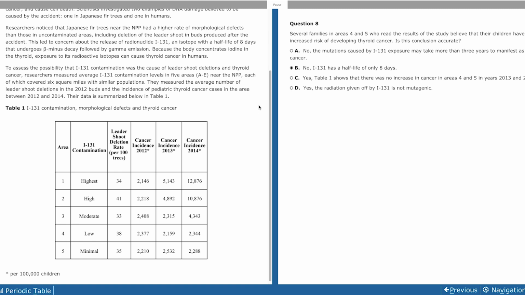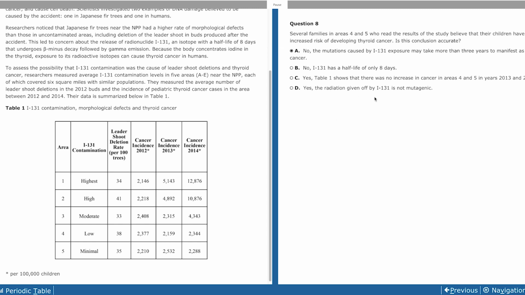And so I think the easy thing to jump to is just to say yes, right? It must be true because the table says from 2012 to 2014 there's no increased risk. But I think that's too easy to jump at. And what if we tested in 2015 and now all of a sudden there's a huge spike in these cancers and it just took longer to manifest? And so I would probably say the answer here is A, no, the mutations caused by iodine-131 exposure may take more than 3 years to manifest.